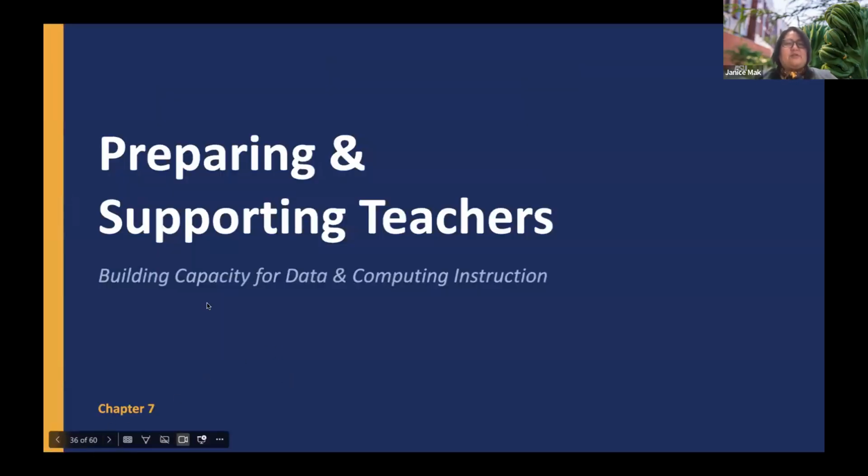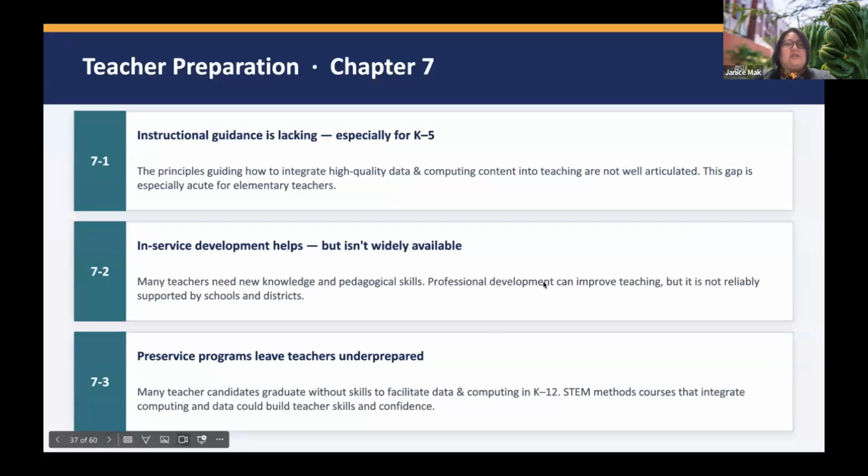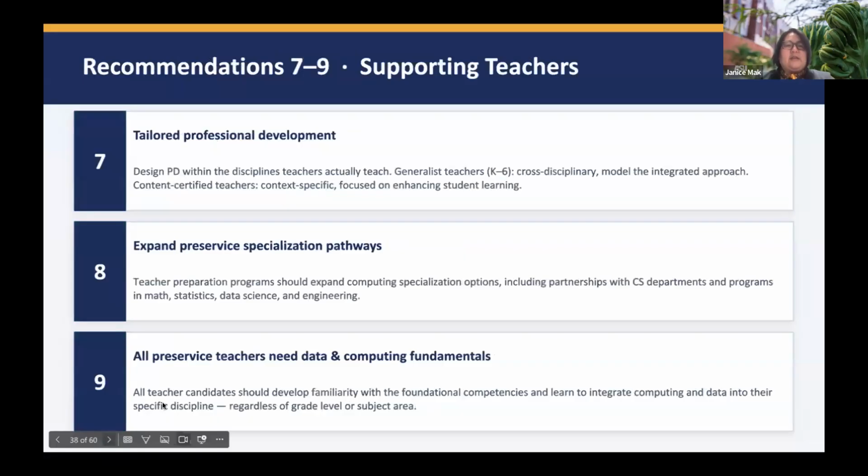Chapter 7 then moves on to Lauren's earlier question, which is how do we prepare and support teachers? They are an essential part of the landscape and the ecosystem. So how do we begin to build capacity for data and computing for this type of instruction grounded in the foundational competencies? We recognize and acknowledge in this chapter the gaps that currently exist for K-5. It's not well articulated, so there's much work needed to guide elementary teachers. There is in-service development happening, but it's in pockets. It's not widely available. So recognizing the point that Lauren brought out, we need to address this in terms of resources and support. For pre-service teacher programs, how do we address these gaps in data and computing? How do we build the teachers' skills, knowledge, and confidence across these competencies?